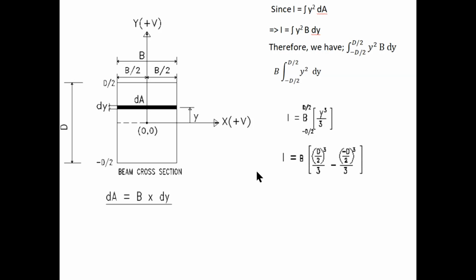Then we can substitute the limits in the equation. So we get b with open brackets, d over 2 cubed divided by 3 minus negative d over 2 cubed divided by 3, and then expanding it all out, we will get 2 lots of d cubed over 24. So d cubed over 24 plus d cubed over 24 is 2d cubed over 24, which simplifies so that I is equal to bd cubed over 12. And this is when the axis of rotation passes through the neutral axis, and that is the centroid of the beam.